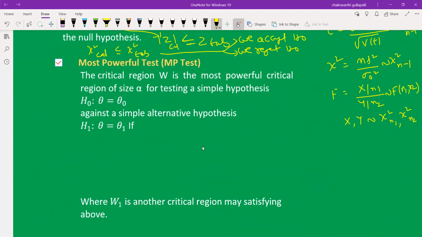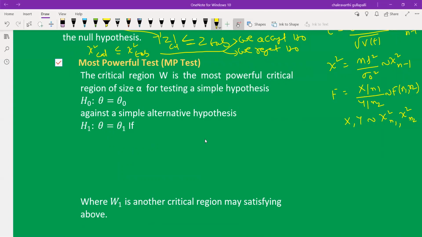That error is more serious than accepting H naught when H naught is false. These are the two types of errors. Type 1 error is more serious than type 2 error. That's why we have to fix the alpha value at a low level of significance, either 1% or 5%, minimize the beta, or maximize the power of the test.